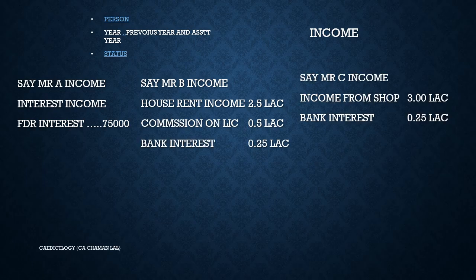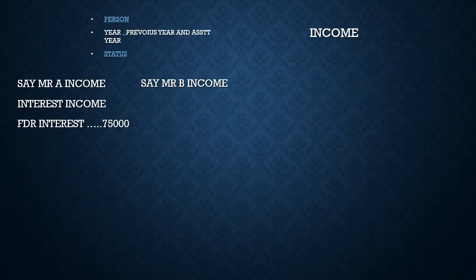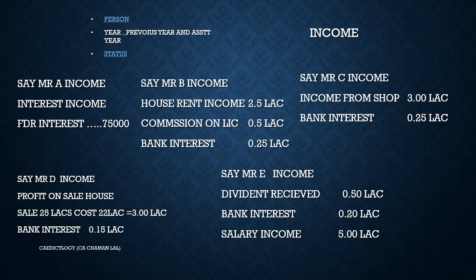Let us study this with examples. How many types of income? First, Mr. A has interest income only, FDR interest 75,000. Mr. B has rental income, commission of LIC and bank interest. Another has income from shop and bank interest. Mr. D's income is profit on sale of house: sale for 25 lakhs, cost 22 lakhs, gain 3 lakhs, plus bank interest. Another has dividend received, bank interest and salary.